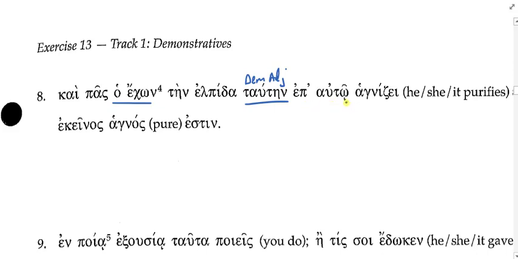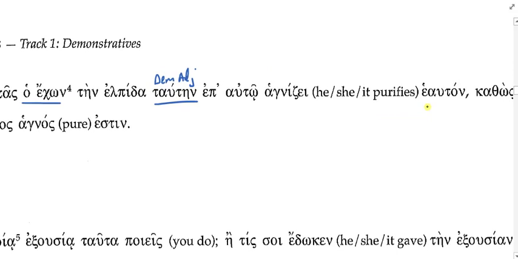ep' autō, in him, hagnizei, purifies. Now here's one of our new words, heauton. What type of pronoun is this? It's reflexive, and that means that the subject of that verb is co-referential, refers to the same thing as the pronoun. Is that the case?